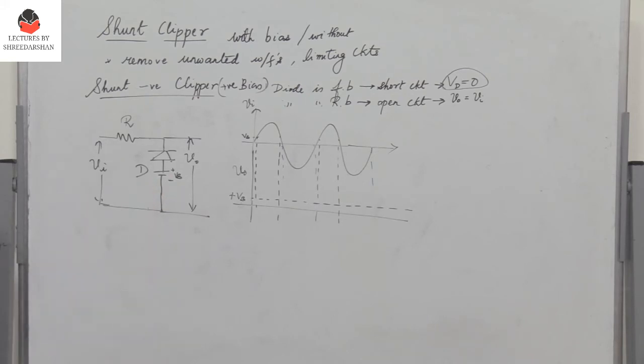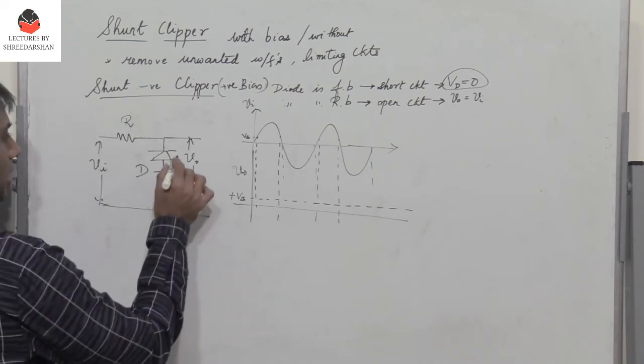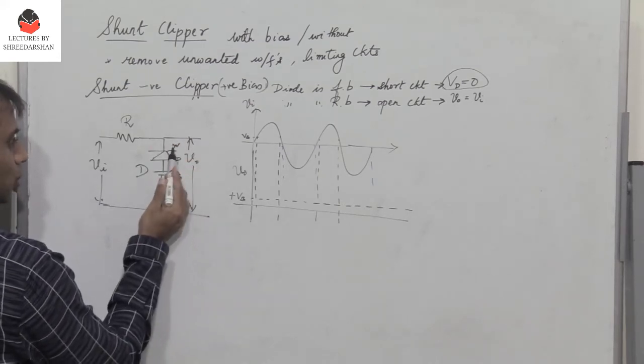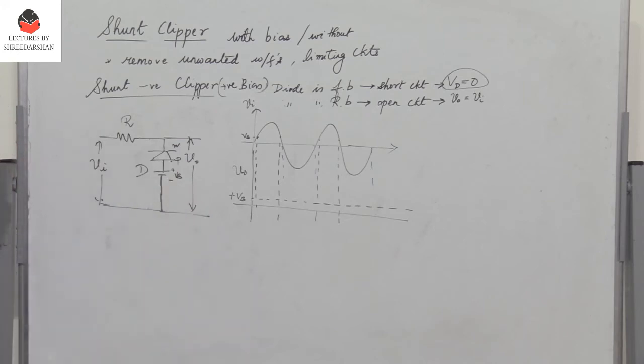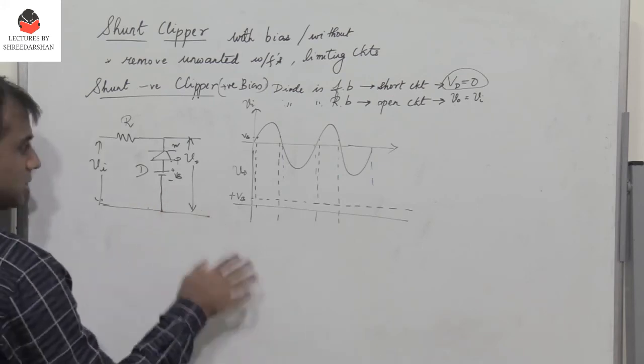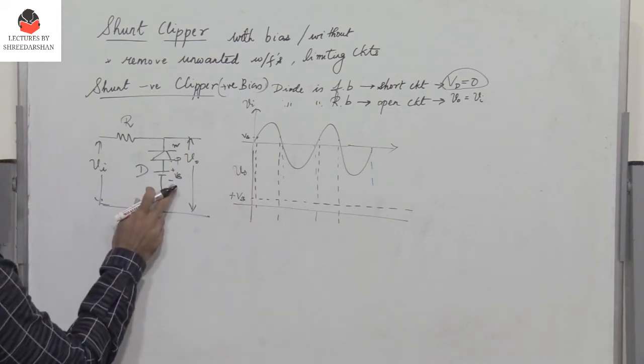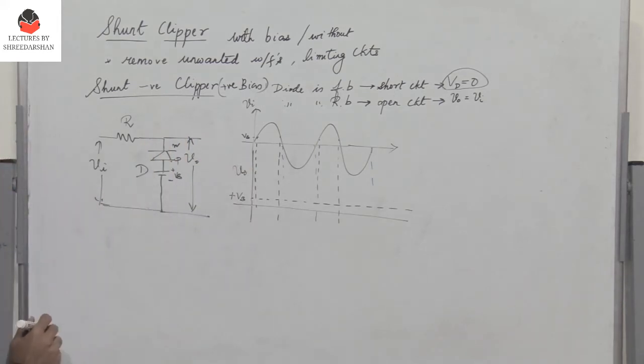Now what happens? Let us consider the case where the input voltage is 0. When the input voltage is 0, what happens to the diode? This is P and N. P is connected to positive, whereas N is definitely connected to negative. So the diode is forward biased. When the diode is forward biased, it behaves like a short circuit. So the output is equal to the voltage VB.